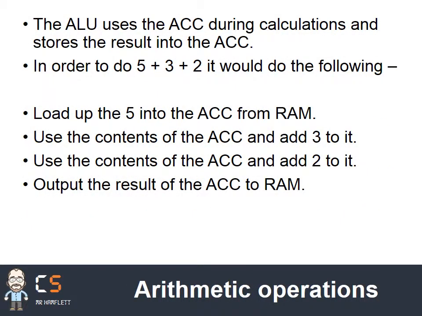As I said before, arithmetic operations make use of the accumulator, but it might not always be obvious how. Here's an example of a really simple calculation, 5 plus 3 plus 2. What would normally happen in the CPU is it would first load the number 5 and store it in the accumulator. It then adds 3 to the contents of the accumulator. It then adds 2 to the accumulator, and then outputs the result of the accumulator to RAM, or saves it. So that's how it kind of works.